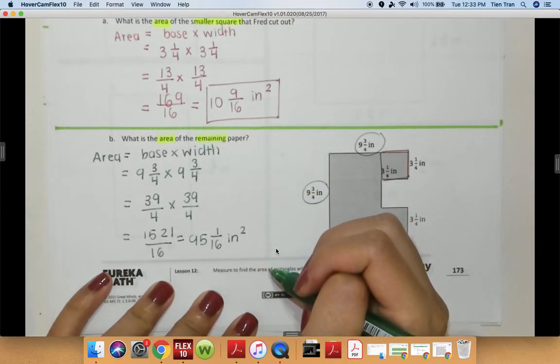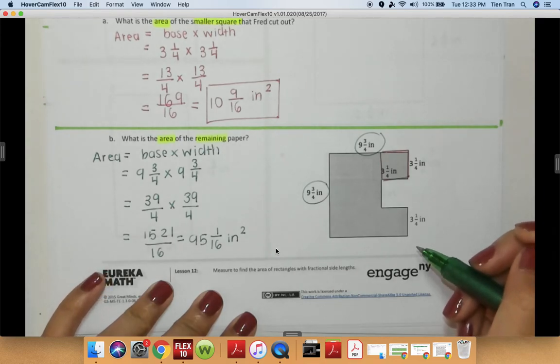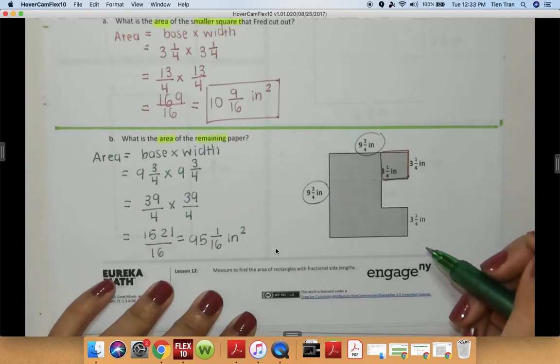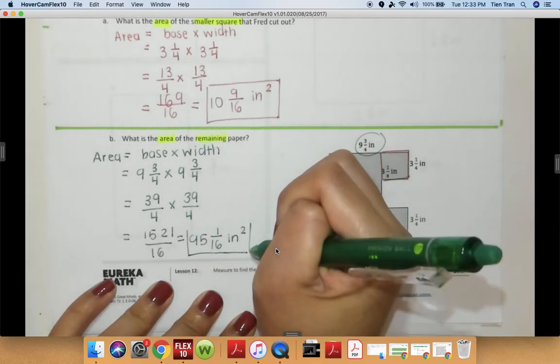Now, I'm not quite done because I still need to make sure that I am adding the other 2 pieces together. So I have this piece right here.